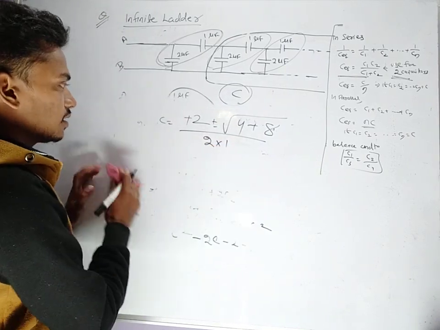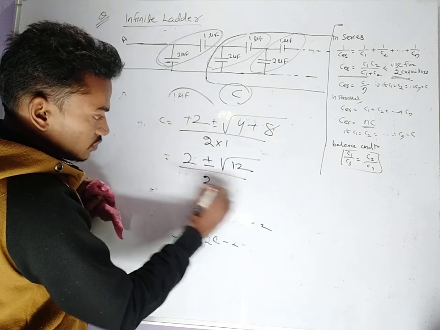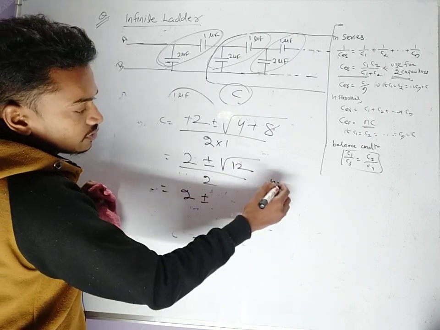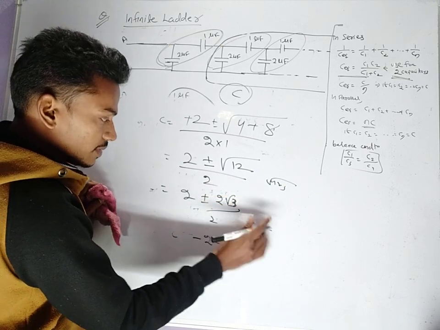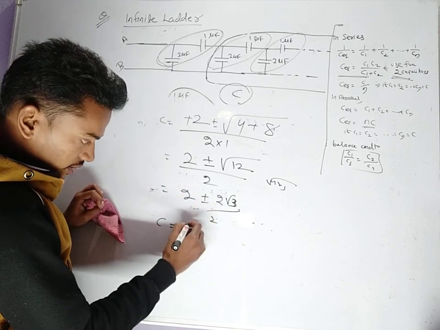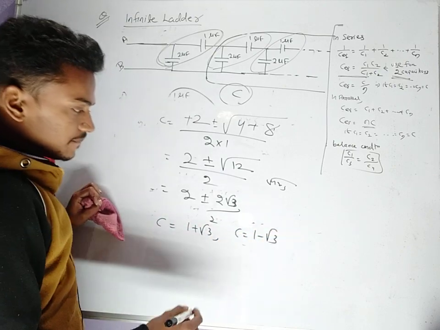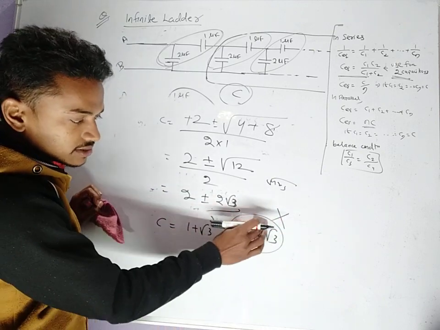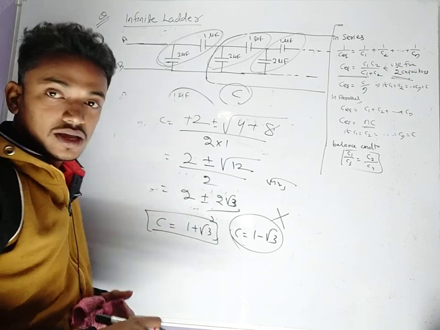So the equivalent capacitance will be 2 plus or minus square root of 12, by 2. You can write 12 as 4 into 3, so the square root is 2 root 3, by 2. So C equivalent, taking 2 common, is 1 plus root 3 or 1 minus root 3. Since a capacitor doesn't have any negative value, the answer is 1 plus root 3. Okay, thank you.